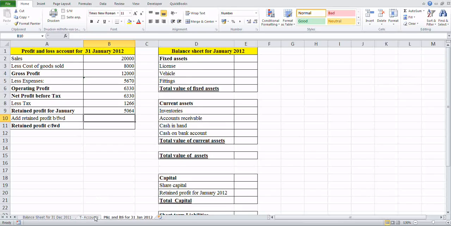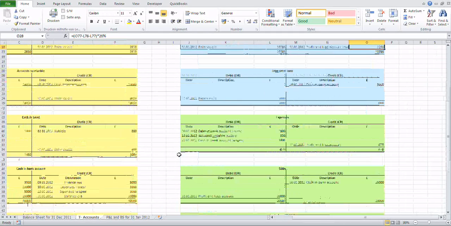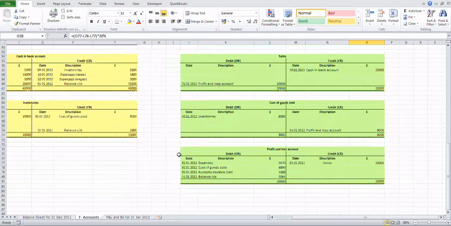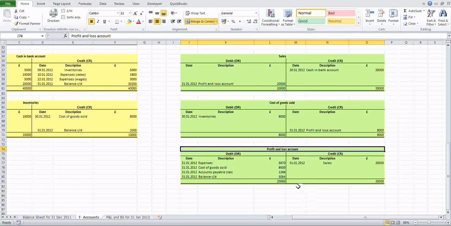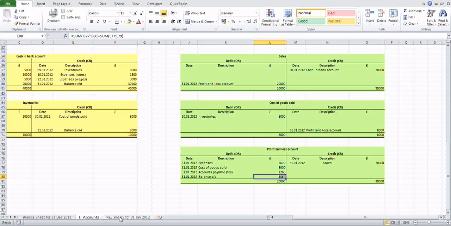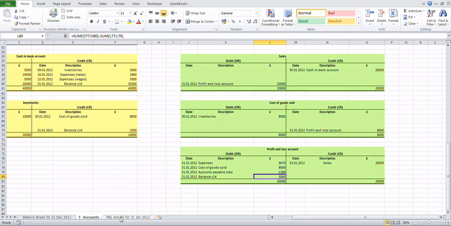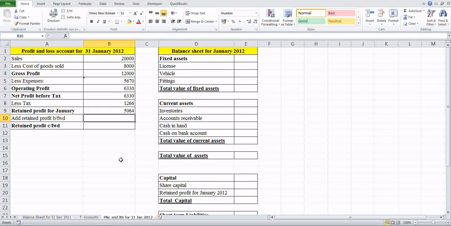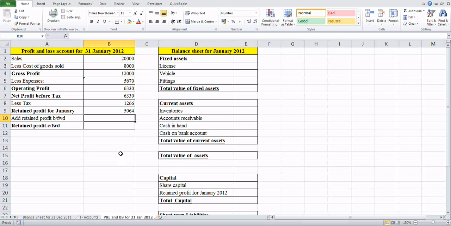Let's go back to the T accounts. Let's go all the way down to the profit and loss account. And there you go. That's the balance, 5,064. So well done. We add the retained profit. Well, retained means we have not spent it on anything yet. So let's look for the retained profit.